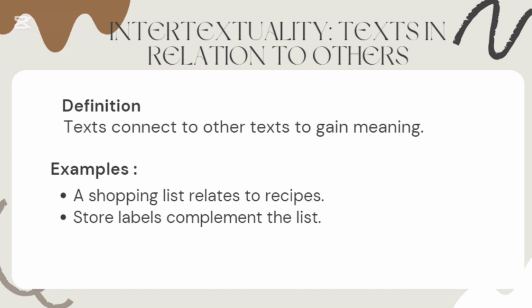Now let's move on to intertextuality or connections beyond the text. Intertextuality means that texts connect to other texts to gain meaning. Like for example, a shopping list relates to recipes, and store labels complement the list. A shopping list might stem from a recipe and later connect to store signs in a supermarket. This interconnectedness, known as intertextuality, explains how texts borrow and build meaning from one another.